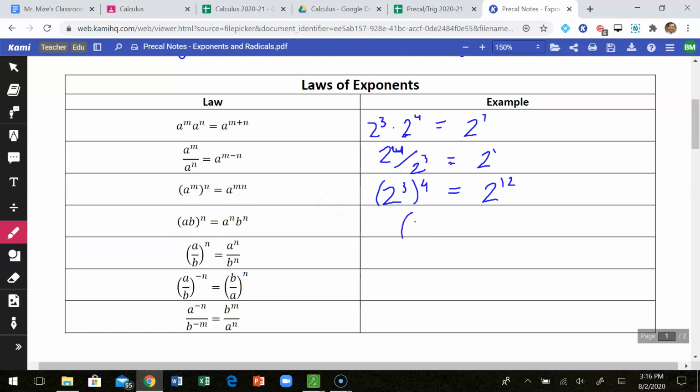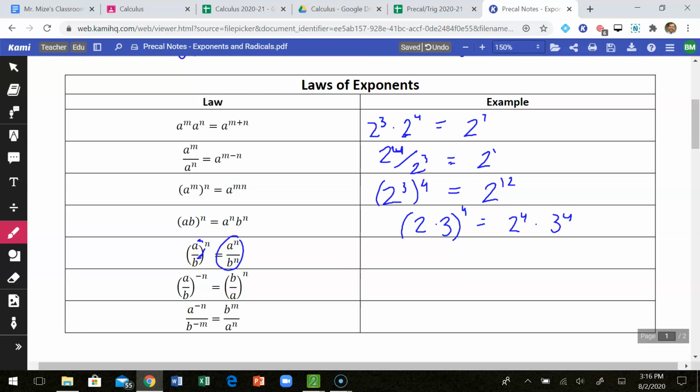If I have a product to a power, I can simply just distribute that power to both of them. So if I had like 2 times 3 to the 4th power, that's going to give me 2 to the 4th times 3 to the 4th. And just distribute that power there. The next one's basically the same thing. If I have a quotient to a power, I can distribute that power to both things in the quotient, which is what you see here. I'm not going to do an example of that one.